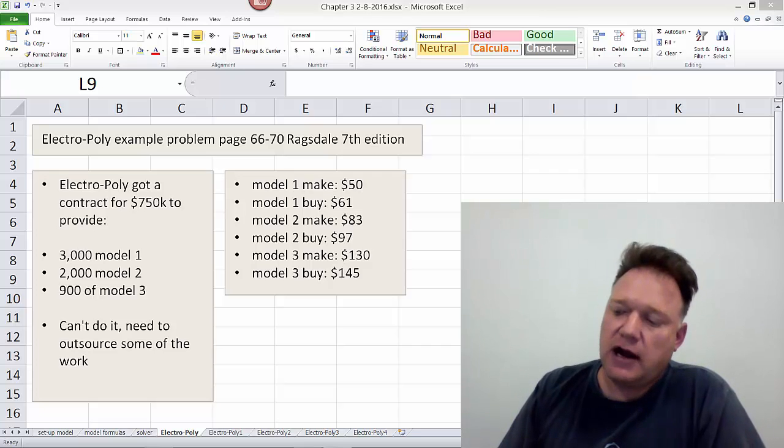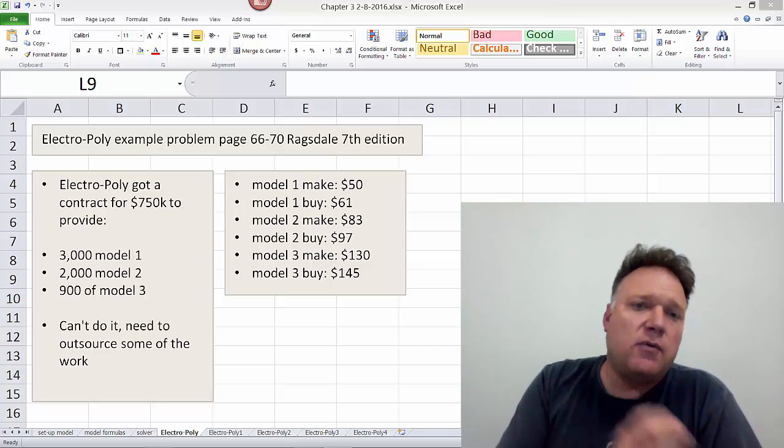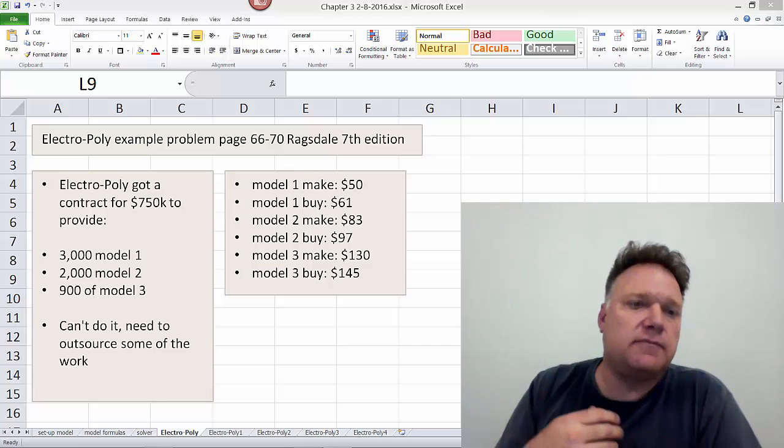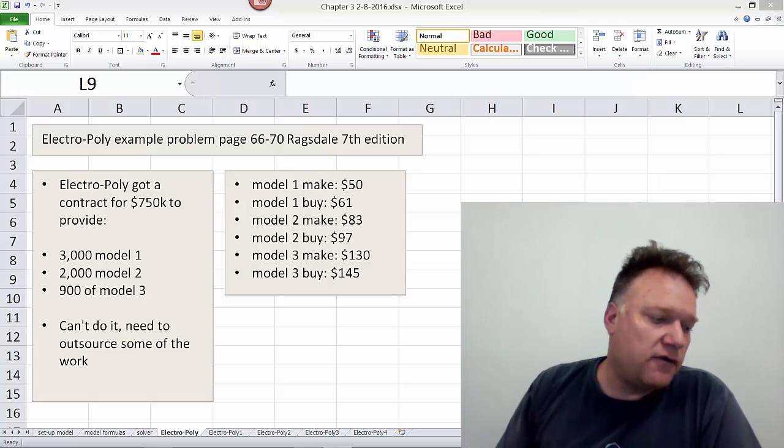This is Cliff Ragsdale's Spreadsheet Modeling and Decision Analysis, the 7th edition, and it's on pages 66 to 70, and I'm on page 66 right now. I went through the case and I've just pulled out the most important aspects as far as modeling this problem.